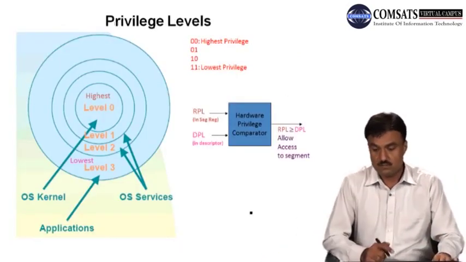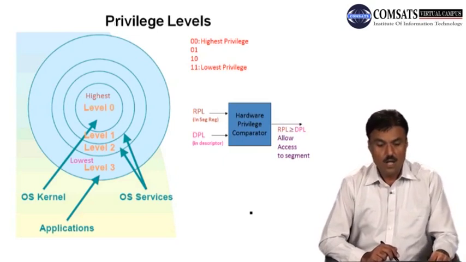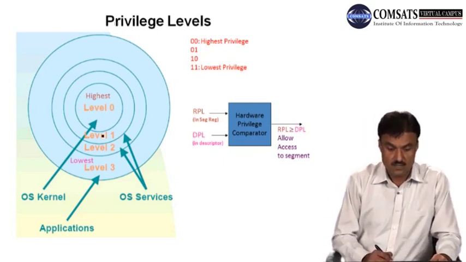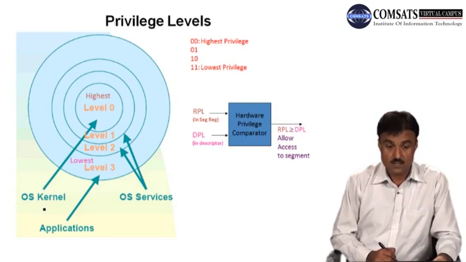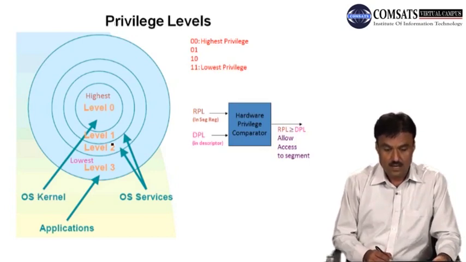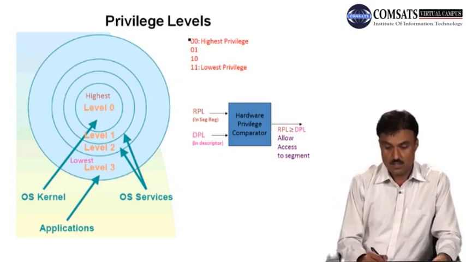These are the privilege levels. Here you can see that the highest privilege level is level 0 and the lowest is level 3. The OS kernel has the highest privilege level, so it can access everything. The middle levels are for the OS services, and the lowest level, level 3, is for applications. As we saw, it runs from 00 up to 11.